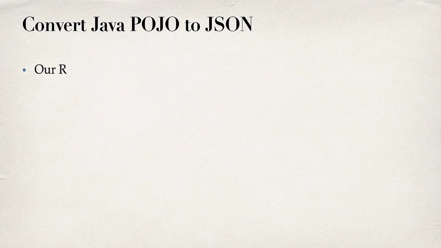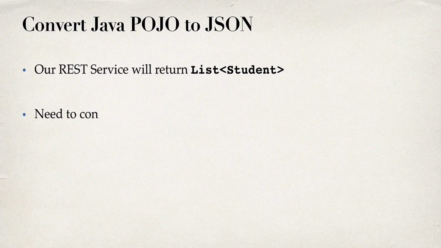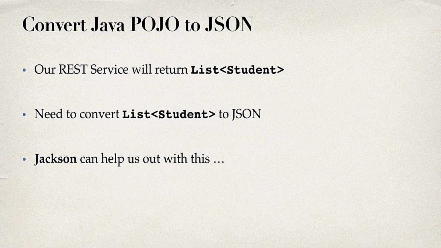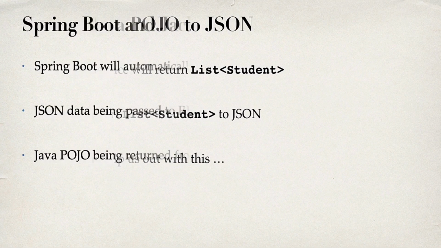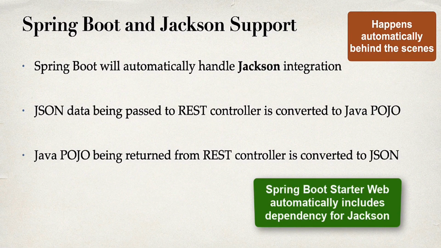Alrighty, now let's talk about converting a Java POJO to JSON, because our REST service is going to return a list of student objects, and we need to convert that list of student objects to JSON. And remember, Jackson can help us out with this. With the Spring and Jackson support, Spring will automatically handle the Jackson integration. The JSON data being passed to the REST controller is automatically converted to a Java POJO. And if a Java POJO is being returned from a REST controller, then it's automatically converted to JSON. This all happens automatically behind the scenes, thanks to Spring and Jackson.